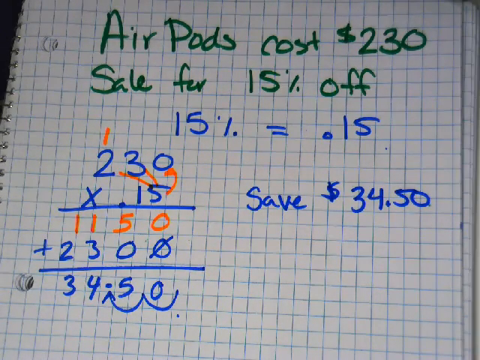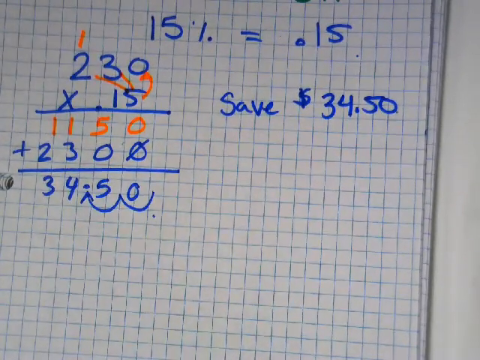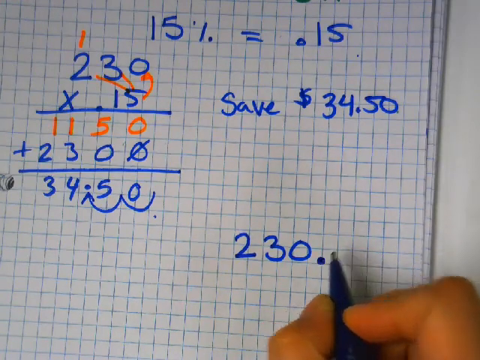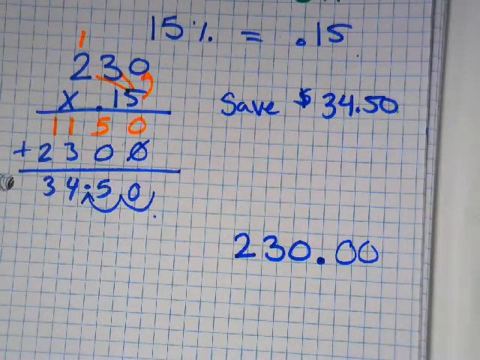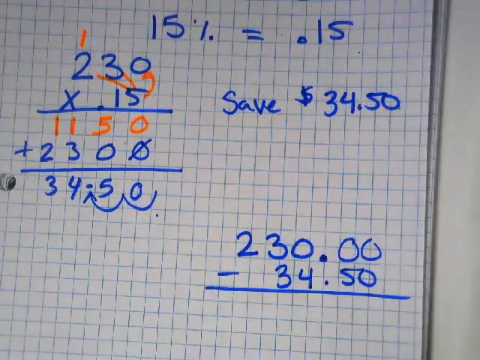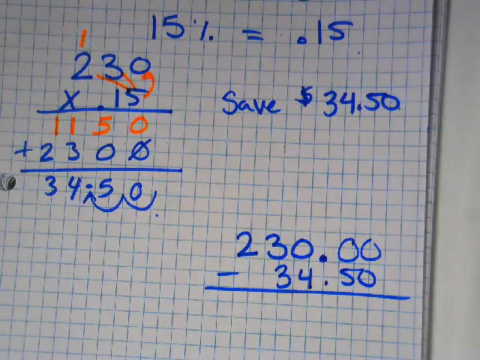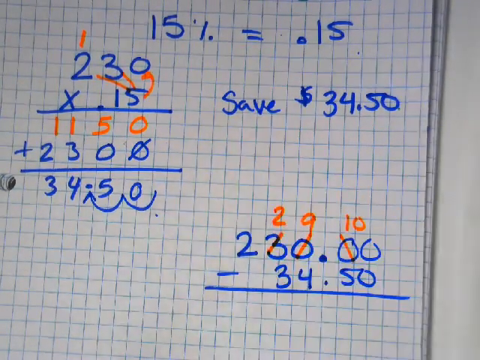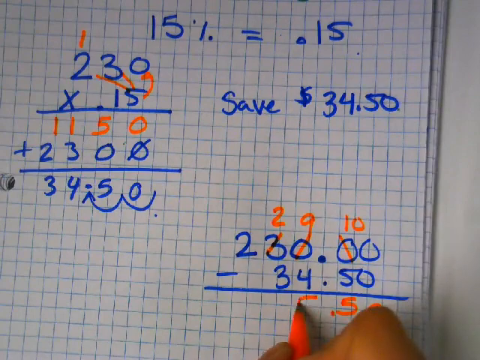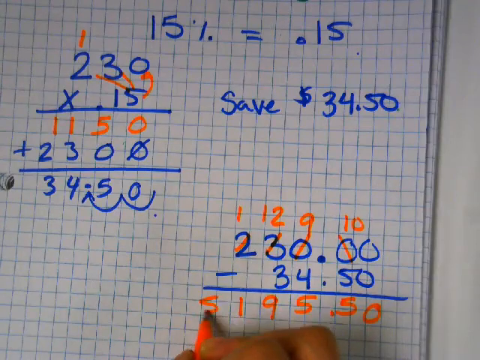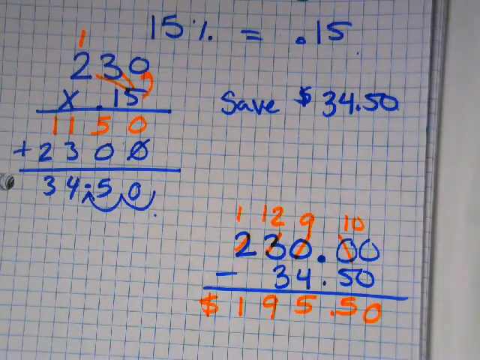And now I have to subtract. I have to subtract 230. Where's my decimal? Behind the last number. Add 2 zeros. Minus $34.50, and we're going to subtract all of that. 10, 9, 2, 5, 12. Oh, we know what? $195.50. I think I did it wrong.